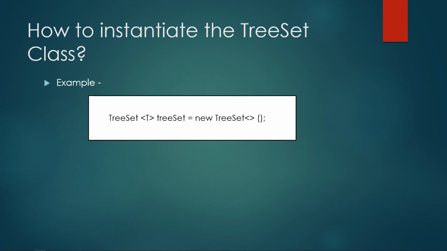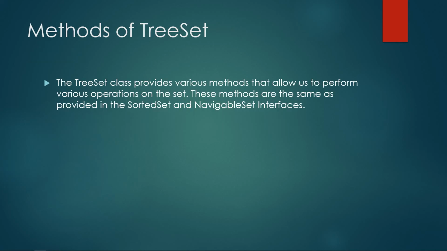So how to instantiate the tree set class? Since this is a class, we can simply create a variable of type tree set, and we can assign a new object of type tree set to this variable. Again, T is a type of object. So, methods of tree set. The tree set class provides various methods that allow us to perform various operations on the set. These methods are the same as provided in the sorted set and navigable set interfaces. So there is no difference between those methods. It's the same as what we discussed before.